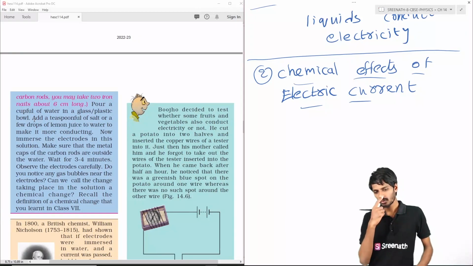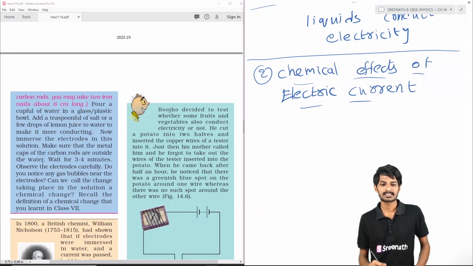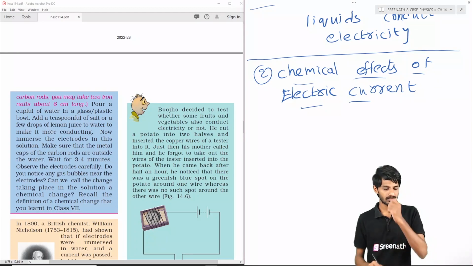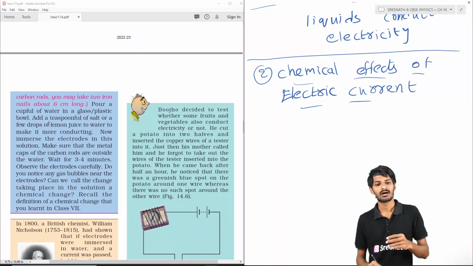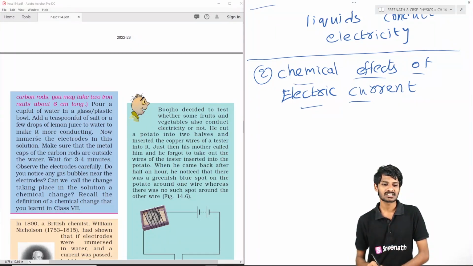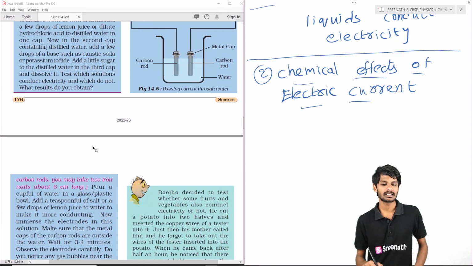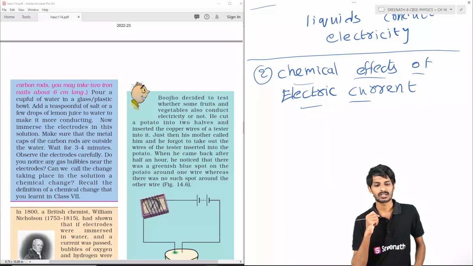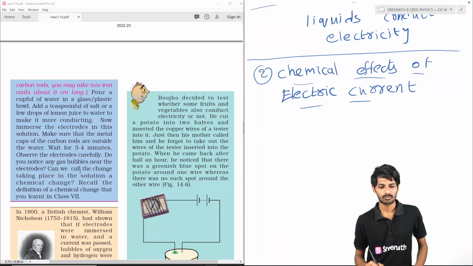If you don't have carbon rods, you can take iron nails about 6 centimeters long also, students. What we have to do is pour water in a plastic bowl, and pour in salt or a few drops of lemon juice, so that the water becomes a solution and becomes conducting. Now immerse the electrodes into that solution, making sure the metal caps are outside the liquid, and wait for almost 4 minutes, students.